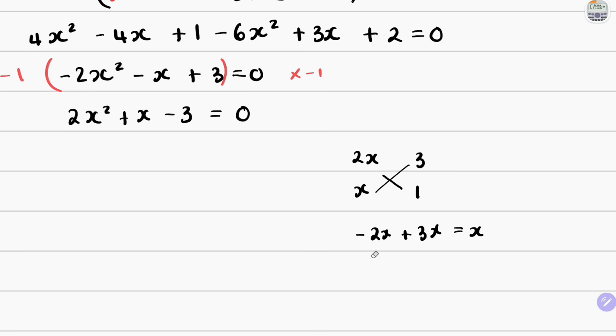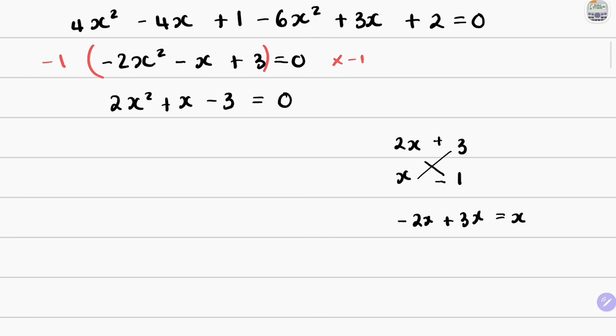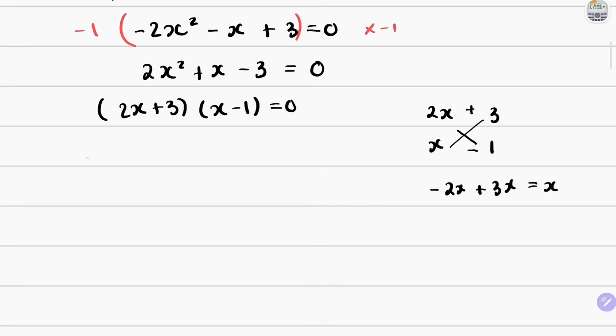Okay, now looking at negative 2x, how did we get that? We got that by saying 2x times 1. So the 1 takes the negative and the 3 takes the positive. So our factors are 2x plus 3 and x minus 1 equals 0. Okay, and now we can finally solve for x.